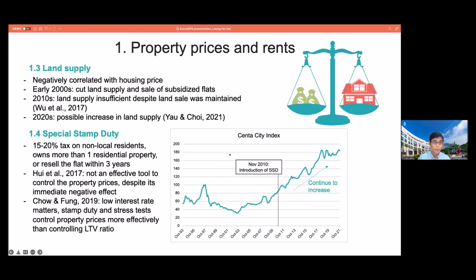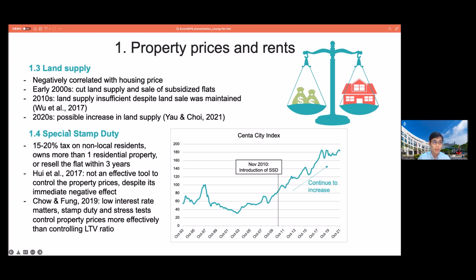Land supply, which I have briefly mentioned before: since the early 2000s, the government has cut the land supply and the sale of subsidized flats, and it was relaunched in the 2010s, but the land supply is still insufficient.